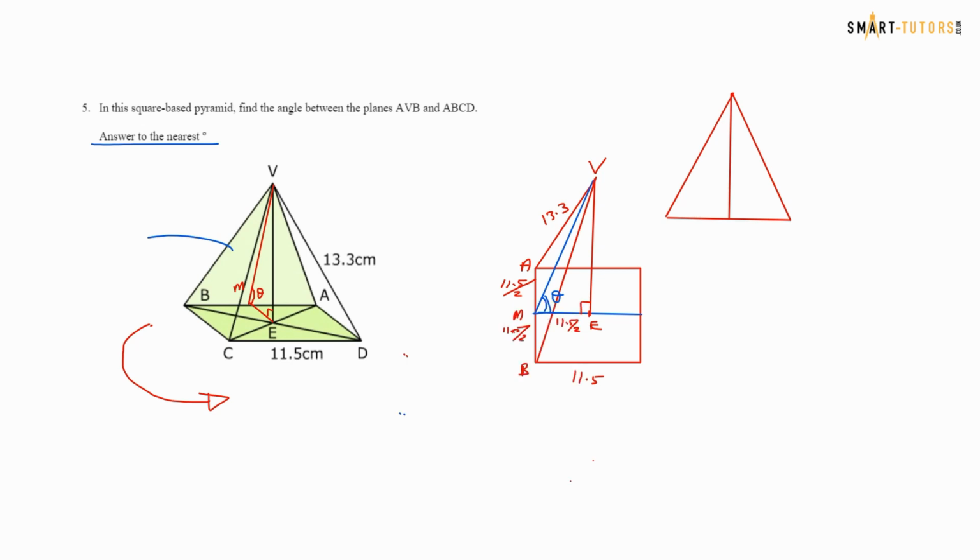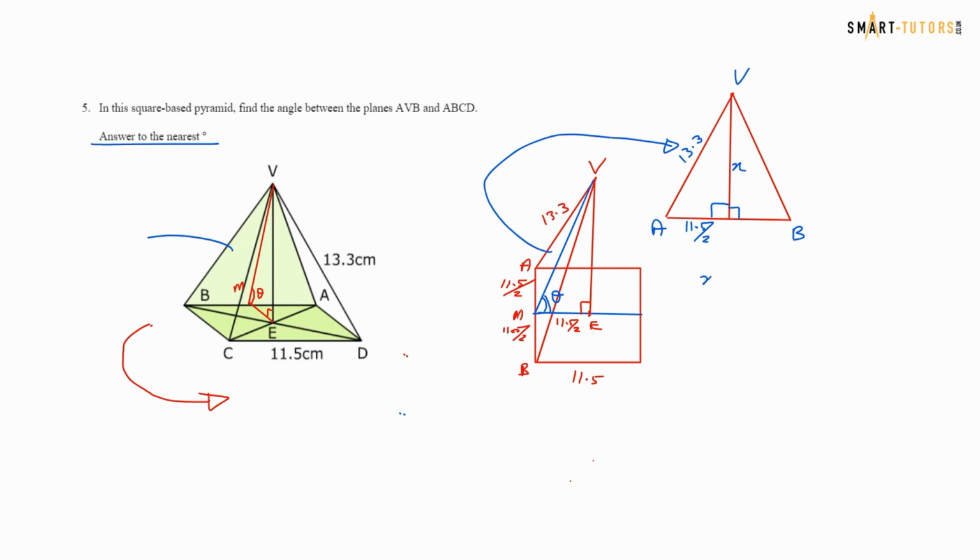This triangle I'm going to draw separately here. So basically this is B A B, the slanted triangle. I'm drawing it nicely. So now 13.3 is here, and this is the right angle triangle, and this is 11.5/2. This is a right angle triangle, and using our Pythagoras theorem, you can find the x.